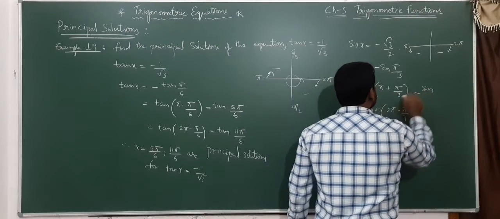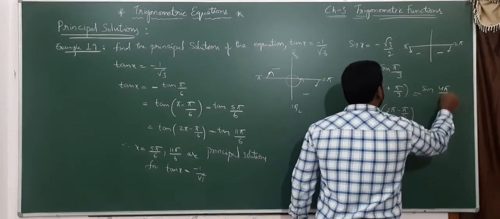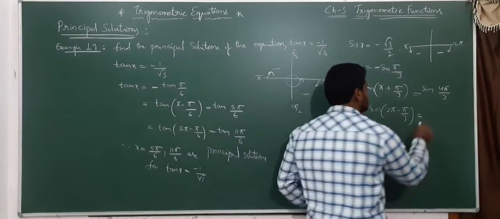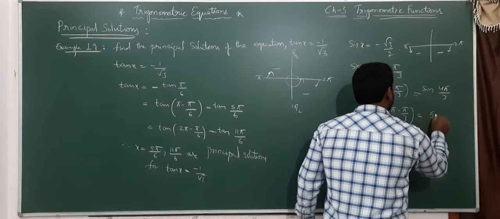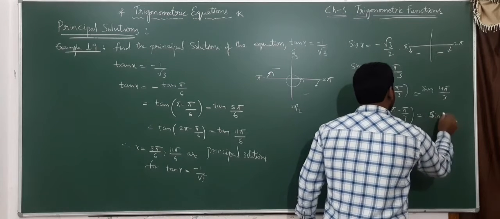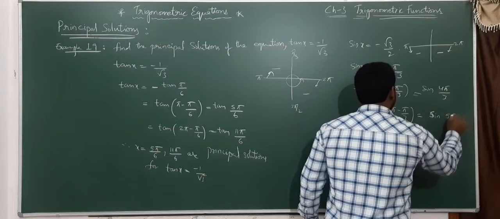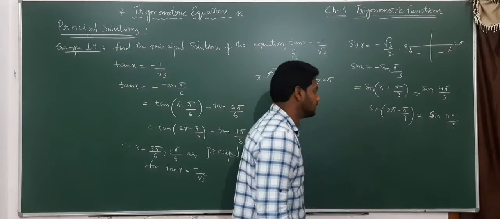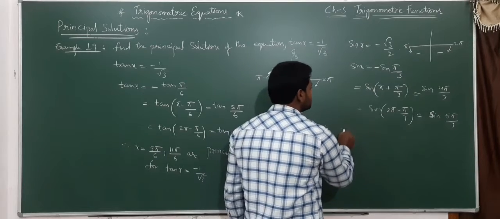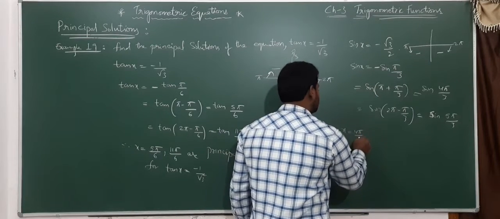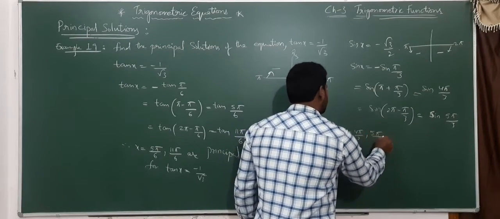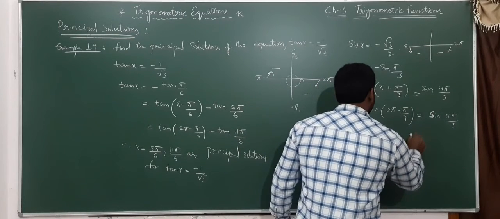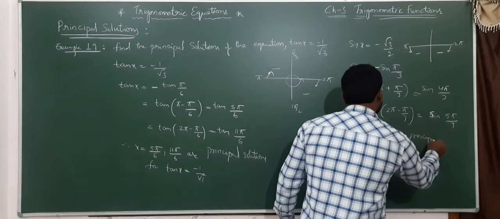Pi plus pi by 3 is nothing but 4 pi by 3, and 2 pi minus pi by 3, that is 6 pi by 3 minus pi by 3, is 5 pi by 3. Therefore, what are the principal solutions? x equal to 4 pi by 3, 5 pi by 3 are the principal solutions.